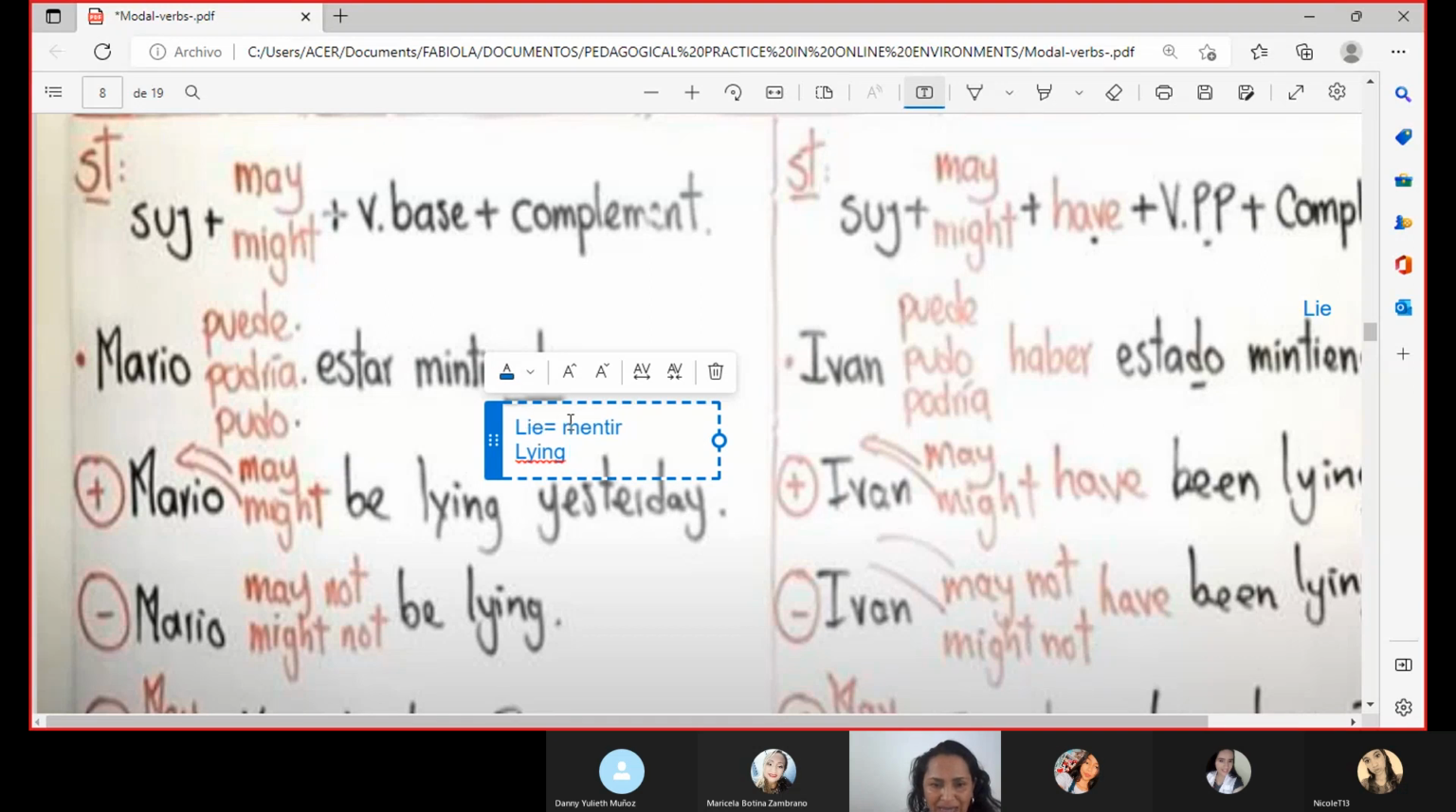El verbo en base forma es lie. Lying for present continuous. Mario may be lying yesterday. O Mario may be or might be. Okay? May be or might be is correct. All depends on formal or informal way. But here, in negative form, you say Mario may not or might not. Yes? Mario might not be lying. Podría no estar mintiendo.